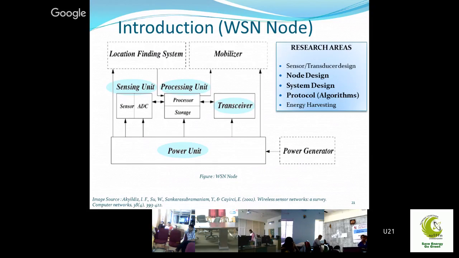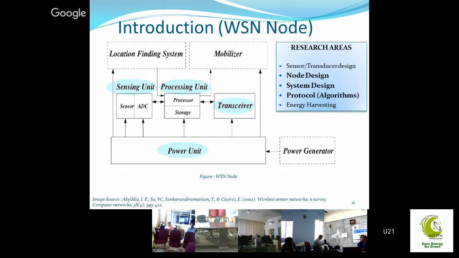This is a typical wireless sensor node architecture. It has four main units. The first one is the sensing unit. The second is the processing unit, then the transceiver and the power unit. The sensing unit consists of a sensor and an analog to digital converter, because sensors are generally analog in nature. Then we have the processing unit, which consists of a processor as well as storage for algorithms as well as local storage. Then we have the transceiver, which is generally RF in nature. Then the power unit supports all the remaining units.